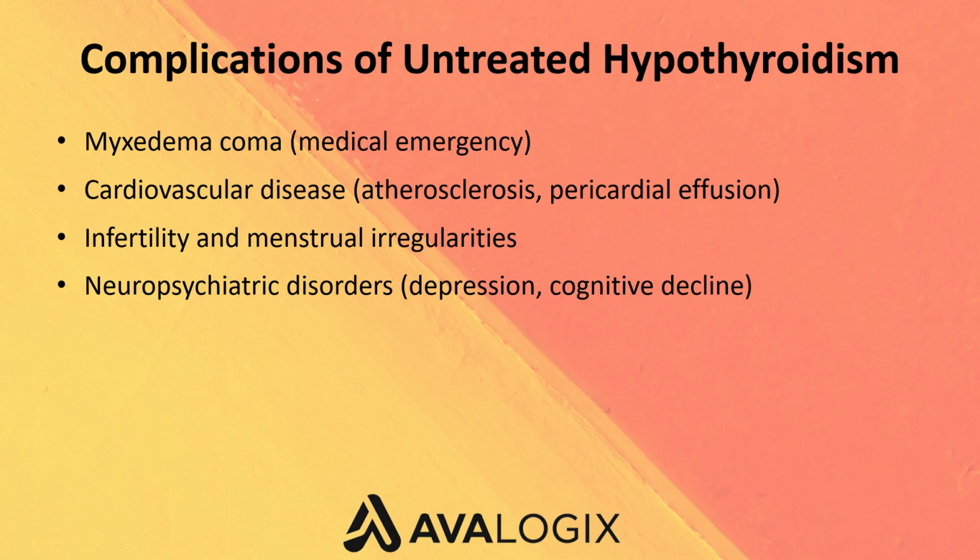Reproductive health is affected, with menstrual irregularities such as menorrhagia or amenorrhea, infertility, and increased risk of miscarriage or preterm birth. Neurologically, untreated hypothyroidism can cause peripheral neuropathy and cognitive decline. In children, congenital hypothyroidism without early treatment results in permanent intellectual disability and short stature. Chronic hypothyroidism can significantly impair quality of life and increase morbidity and mortality, emphasizing the need for timely intervention.